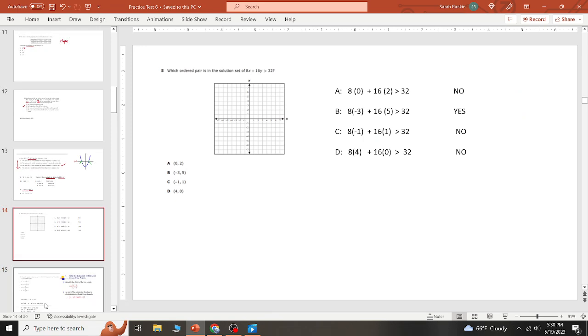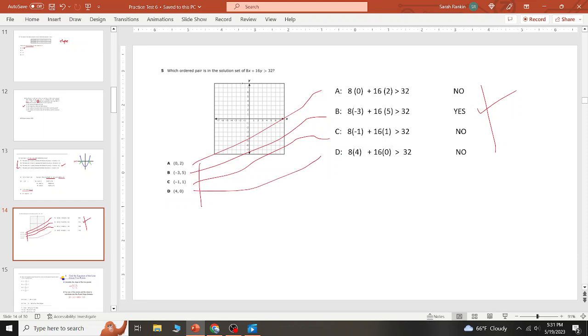Okay. Which ordered pair is a solution of 8x plus 16y greater than 32? The easiest way to do this one is just plug in these answers, right? So let's see if (0, 2) works. No, you put that in, it doesn't work. (-3, 5), yep. Plug that in for x and y, and it is greater than 32. The other ones are not greater than 32. All I've done is plug each one in for x and y, plugging them all into this equation, right? And see if they work.